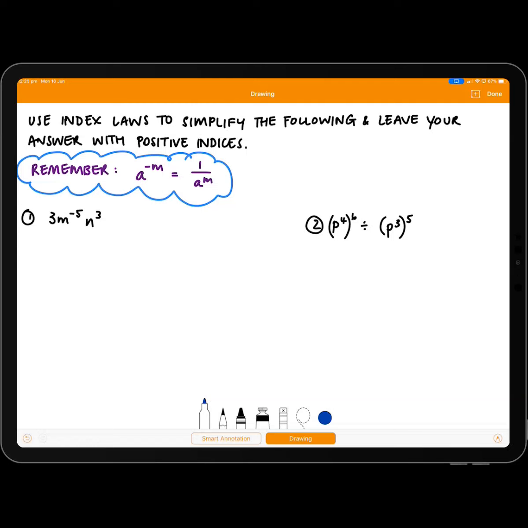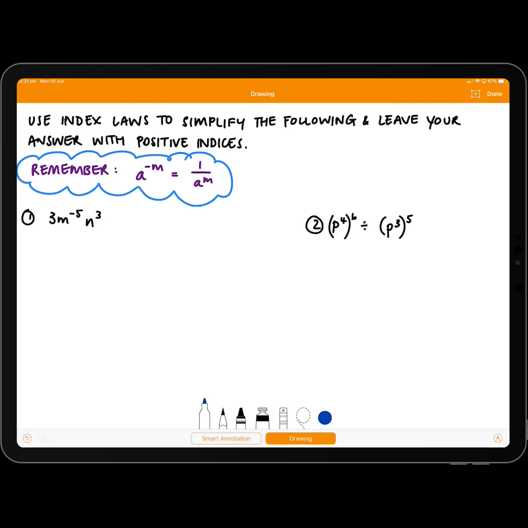So, this particular question asks us to use the index laws in order to simplify the following expressions and leave your answer with positive indices. So it's important to remember that the index law that we're talking about with positive indices says that a to the power of negative m is equal to saying 1 divided by a to the power of m.